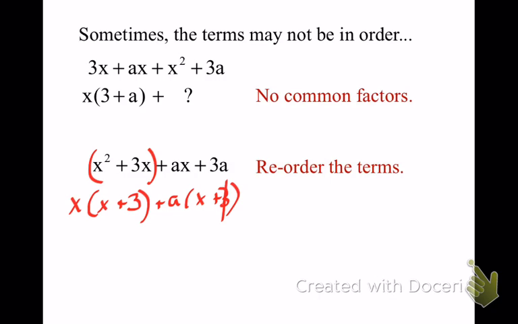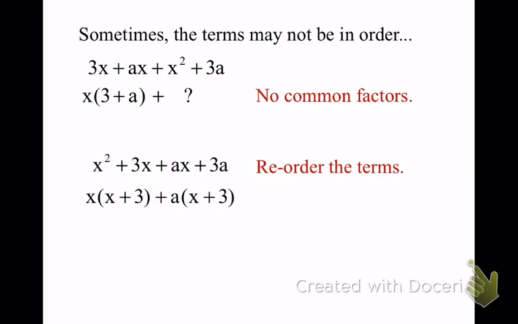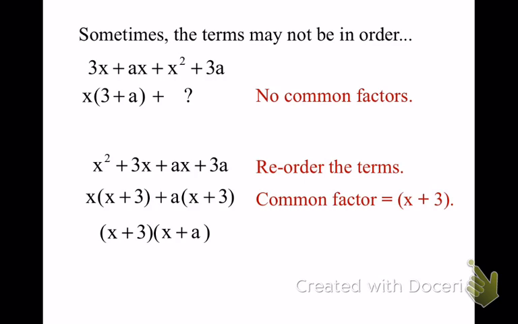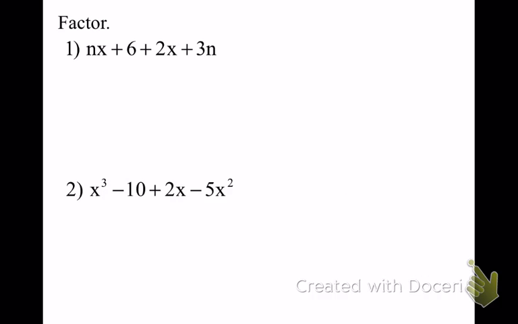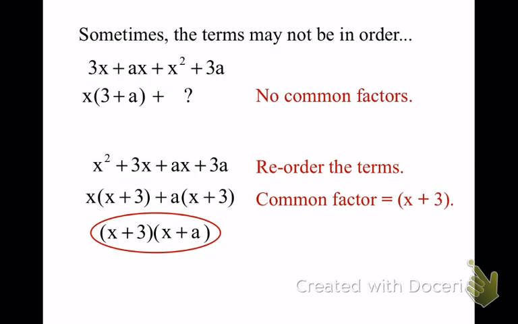And so we have it. And so it's x plus 3 times the quantity of x plus a. Now remember, the x plus a doesn't matter which one goes first. All right. And take a look at that. Now check your work.